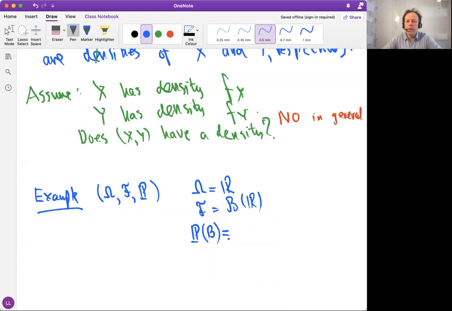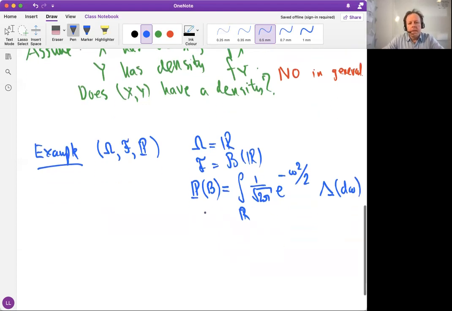I say that the measure of B is the integral across the real line of the function 1 over the square root of 2 pi, e to the minus omega squared over 2, with respect to Lebesgue measure. Now I'm using omega because we are in omega now. What is this measure? Well, that's the Gaussian distribution, of course, on the real line. And now the real line happens to be omega. So then let's define X of omega to be omega.